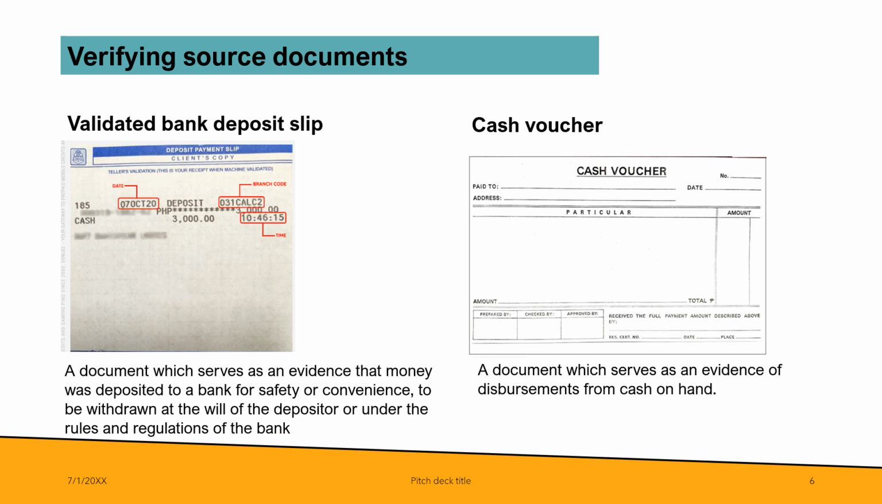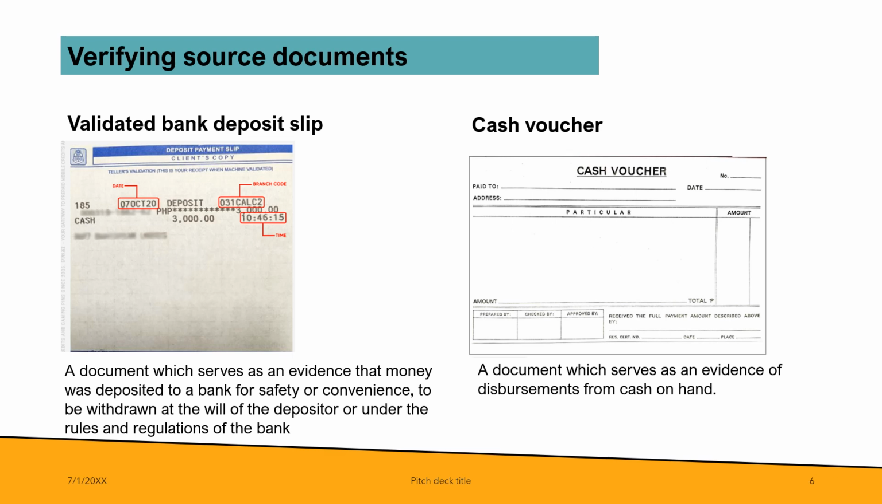So what is a bank deposit slip? This is a document which serves as an evidence that money was deposited to a bank for safety or convenience, to be withdrawn at the will of the depositor or under the rules and regulations of the bank. So let's say you have cash on hand and your business will deposit, let's say 100,000 to the bank. Okay, that deposit should be evidenced by a validated bank deposit slip.